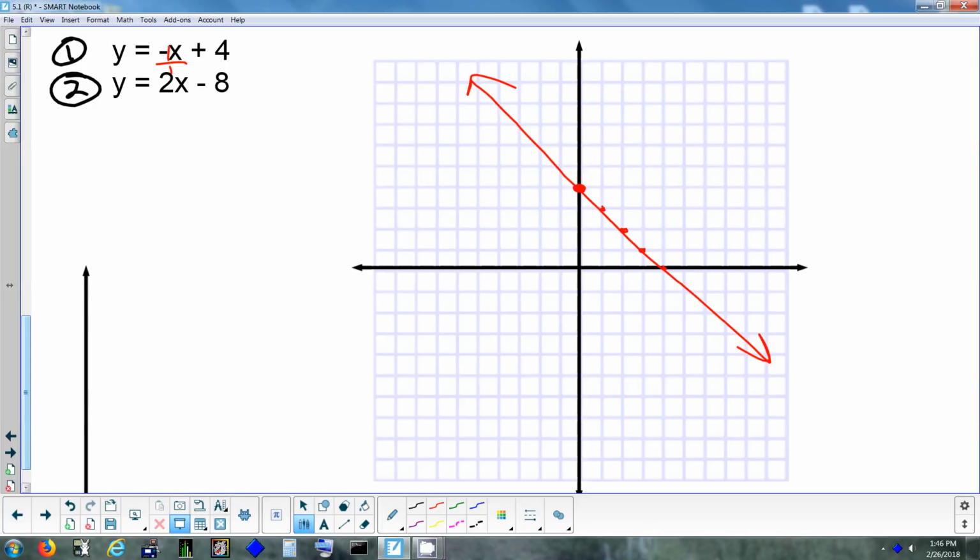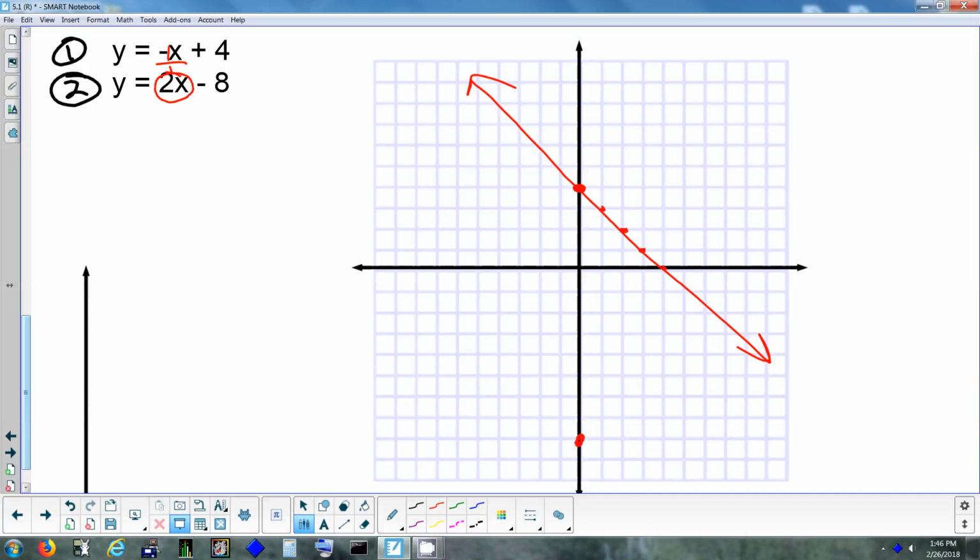Not sure? Decide? -8. -8. So how do I use that information? You go to -8 on the y-axis. Perfect. And now, here's my directions to get to the next point.